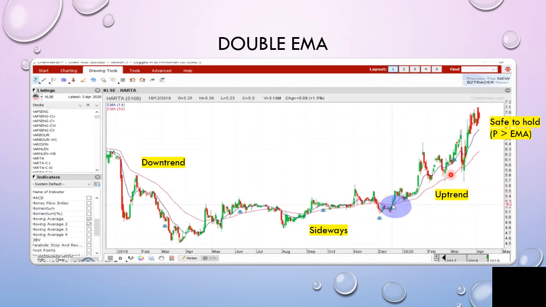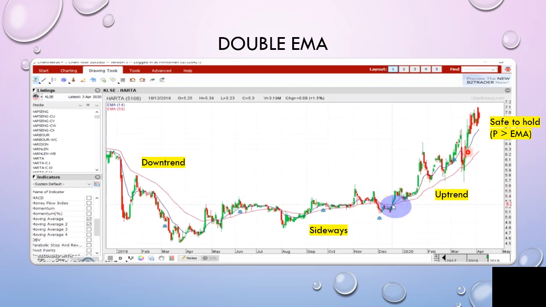Alright, so tadi kita tengok kat sini kita ada nampak tak kat sini? Kita ada selling signal dengan buying signal, right? Tapi bila menggunakan double EMA ni, kita nampak tak dia tak cecah. Jadi bukan signal yang terbaik lah.